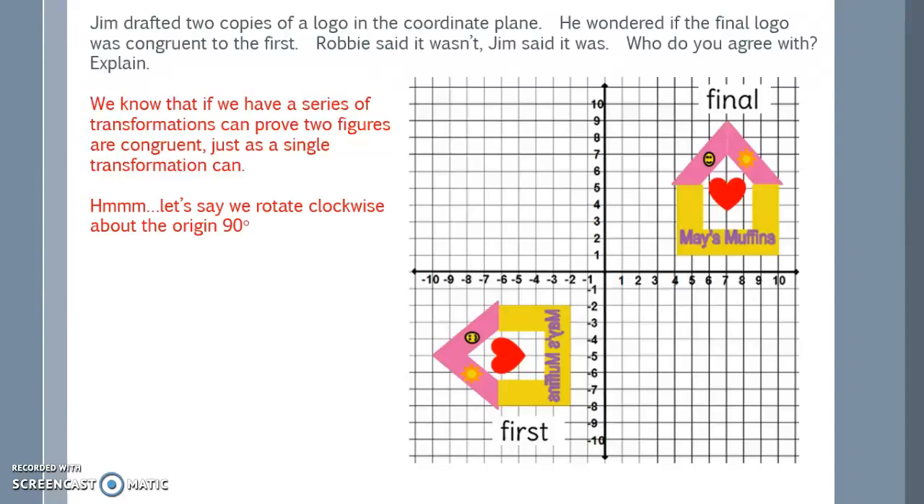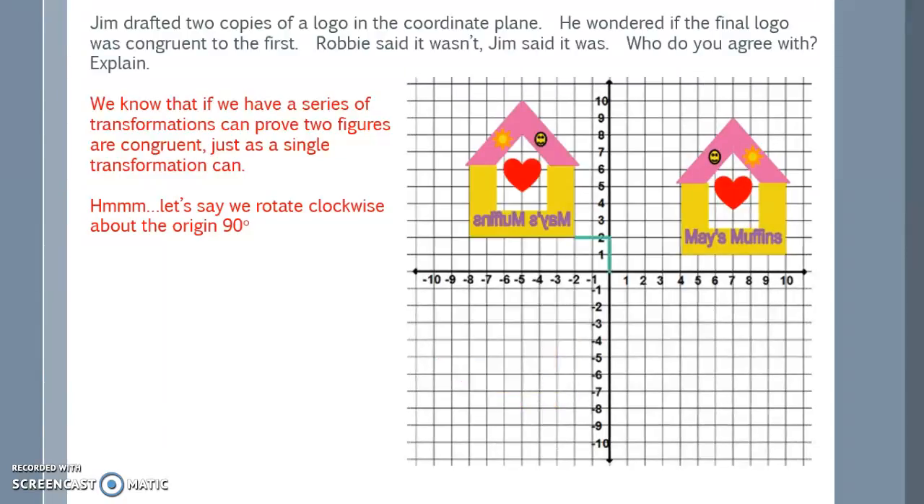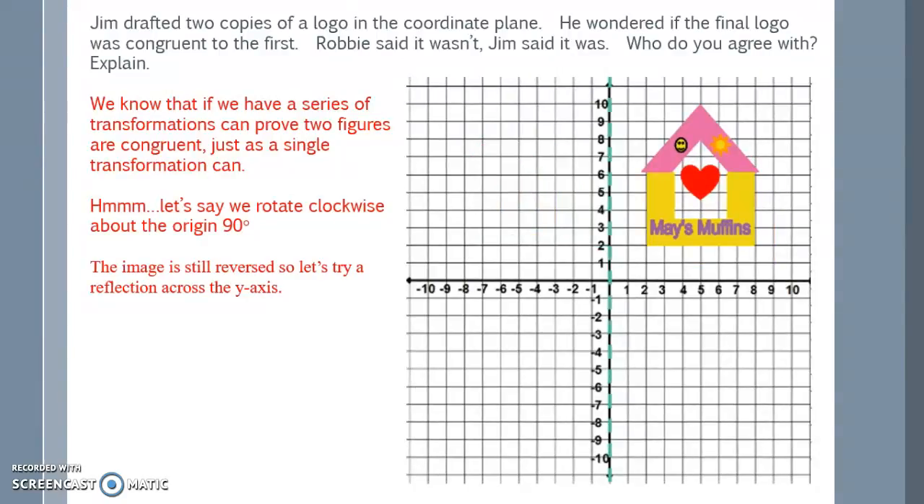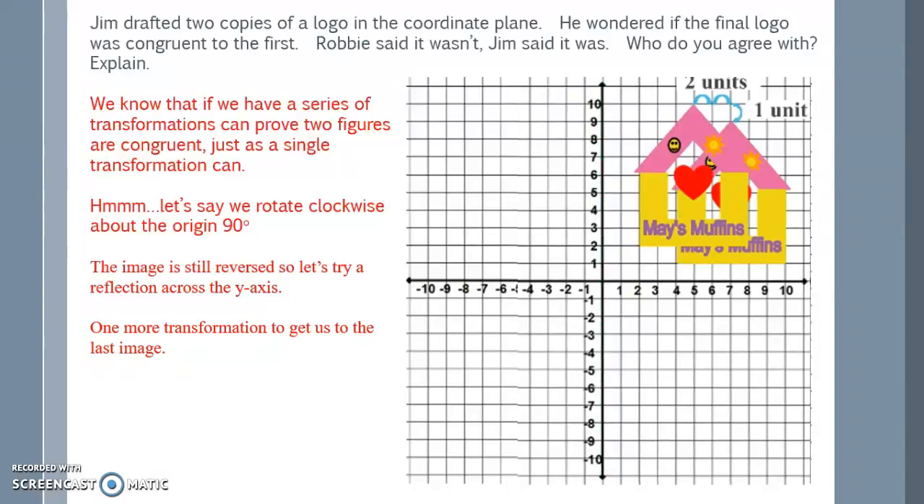So let's say we rotate clockwise about the origin 90 degrees. So now we have lifted it this far. The image is still reversed, so let's try a reflection across the y-axis, which would make it look like this. So now it's the correct direction. However, one more transformation is needed to get us to the last image. We would need to go right 2 units and down 1 unit.